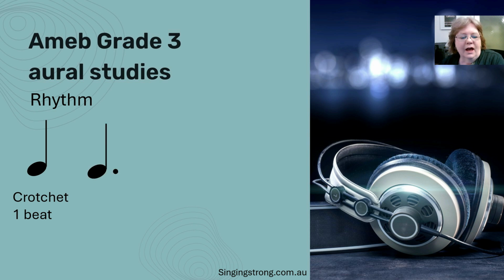Then we have a dotted crotchet. What happens here is we have the crotchet, which is 1 beat. And then if you have a dot next to a note, it tells you the note value, which is 1 beat, plus half of the note. So the note is worth 1, and then the dot says plus half of that note.